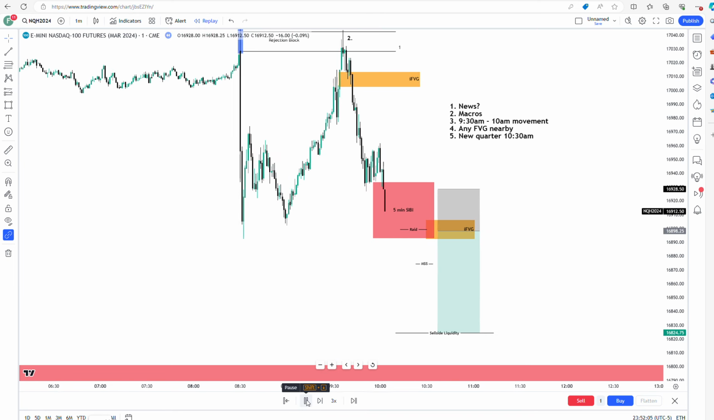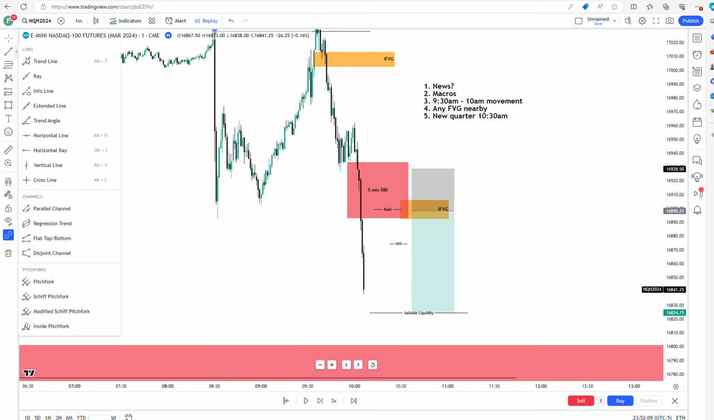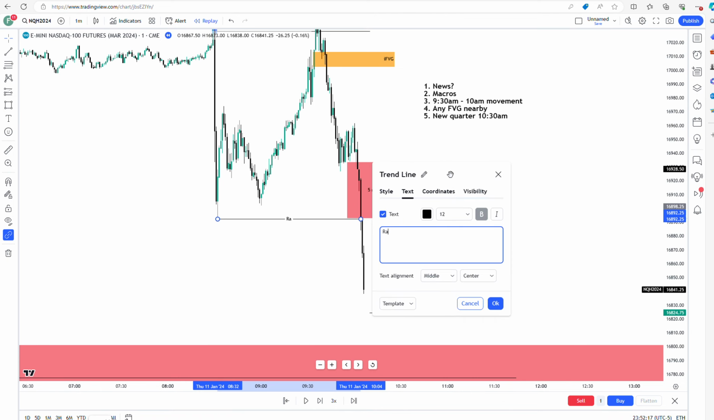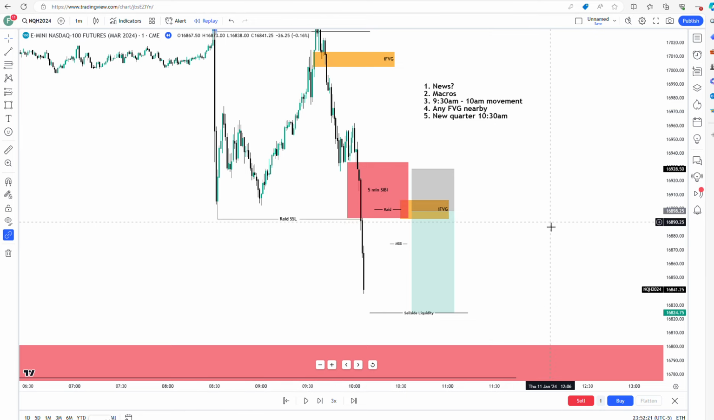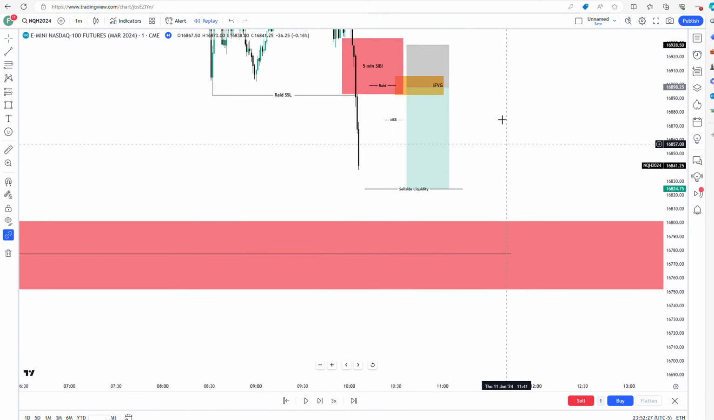Nothing really that I'd take advantage of at this point. Now I'd be curious, right? In my head, I'd be thinking, all right, okay, we've just taken out some sell side liquidity. So a lot of you might have done this. You might have said, okay, we've taken out sell side liquidity. Now I'm waiting for a market structure shift and a return, and I want to take the price higher.